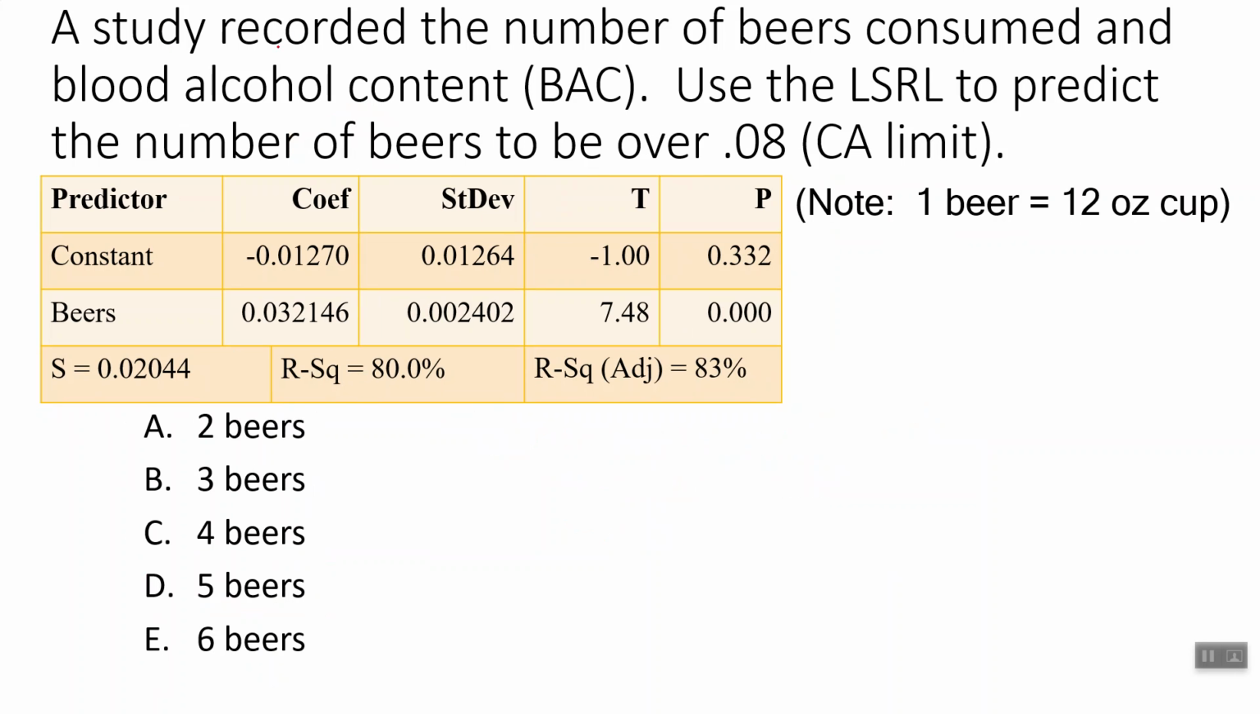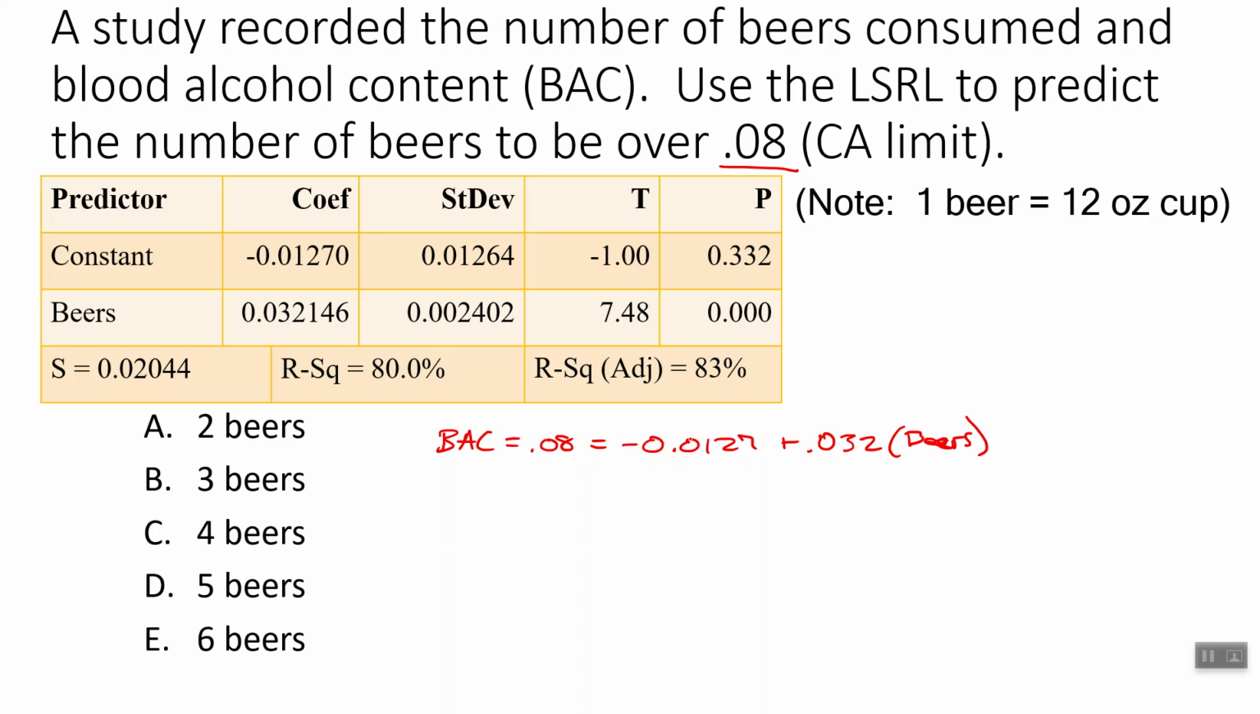A study recorded the number of beers consumed. Use the least squares regression line to predict the number of beers needed to be over 0.08, which is the limit in California for someone over the age of 21. That is a BAC. So we'll set that equal to our equation: negative 0.0127 plus 0.032 times the number of beers.